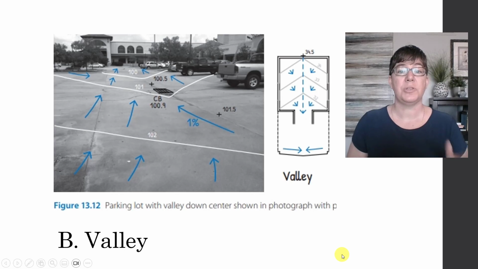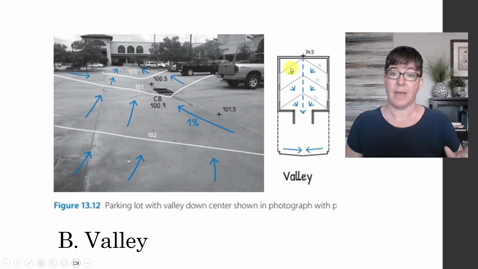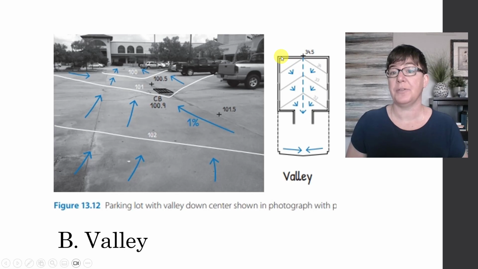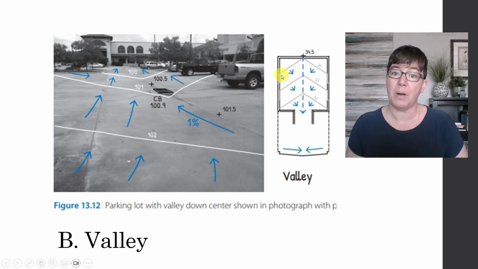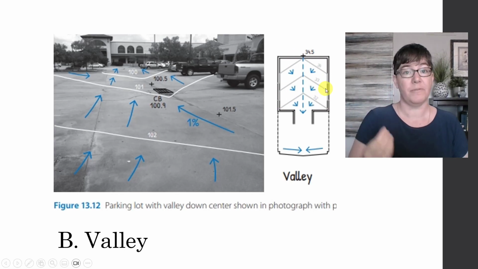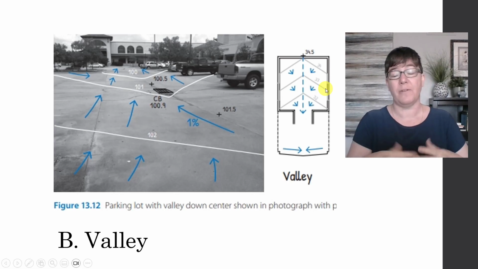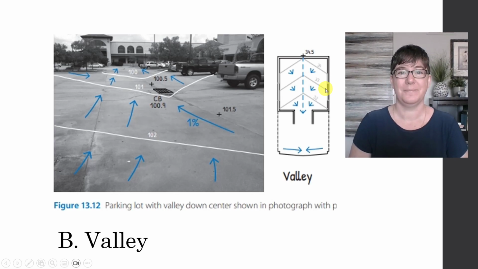Here's the opposite solution, a valley, and notice the V shape, the chevron going the other direction, and therefore the water is directed to a central depression. We can see that in this photo, and it can be caught by a swale or a catch basin in that way. This one is popular for parking lots because we tend to park around the edges of our parking lots, and in this case it's directing the water away from the parking spots and away from the people as they get in and out of their cars.